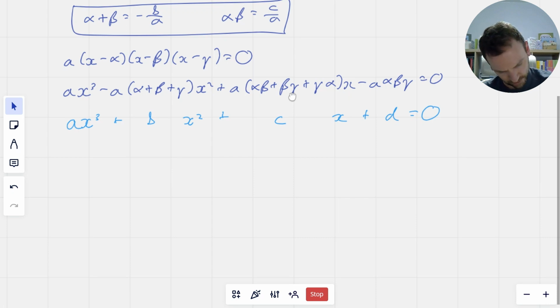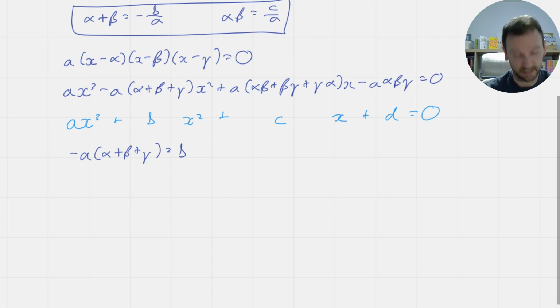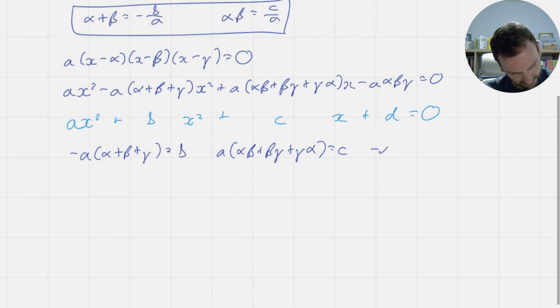Well, now, if we do that, we're going to end up getting that negative a brackets alpha plus beta plus gamma is equal to b. Looking at the x squared term, looking at the x term, we're going to get a brackets alpha beta plus beta gamma plus gamma alpha is equal to c. And finally, we're going to get our negative a alpha beta gamma is equal to d.